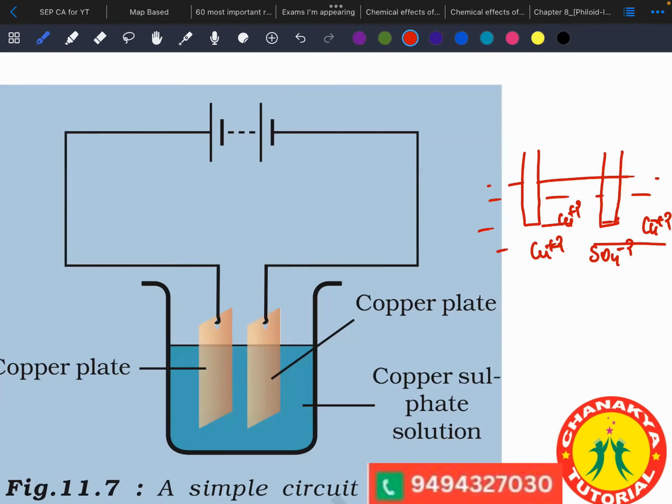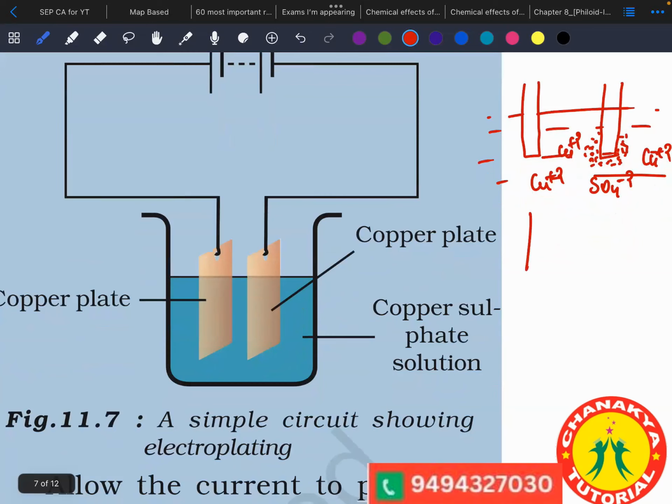So this Cu plus 2 gets deposited on this plate. As the electric current is passing through it, the copper which is getting broken down is coming from both the plates. So the left plate will also degrade, it will break down, and the right plate will also degrade, it will break down. But what will happen eventually is that all the copper which is breaking down will go and deposit on this side.